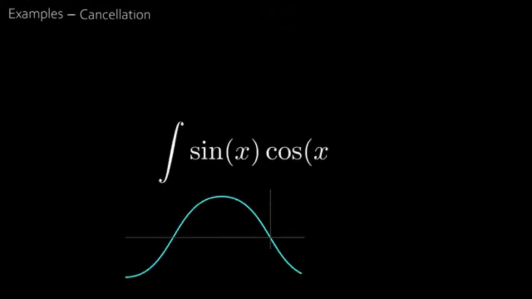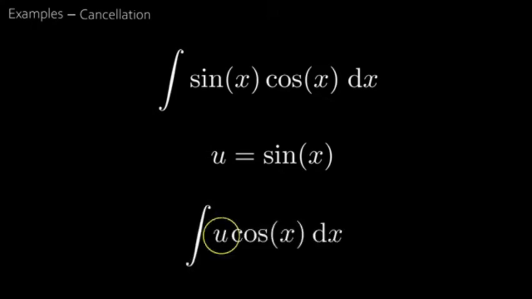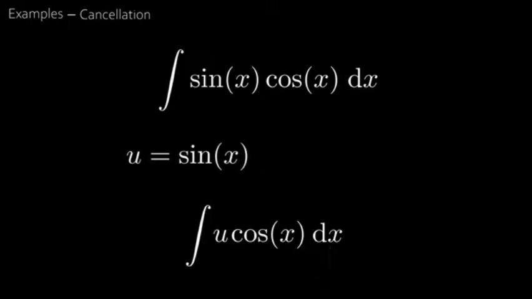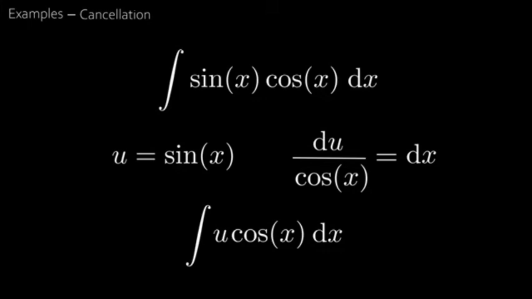Say you wanted to find the integral of sine x times cosine x. Then let's make the substitution u equal to sine x. Then we have the integral of u cosine x dx. Now we have a u in the integral, so how can we change from integrating with respect to x to integrating with respect to u? And the way we do this is we see that du by dx is equal to cosine x, which means dx is equal to du over cosine x. And so we can just substitute in for dx.